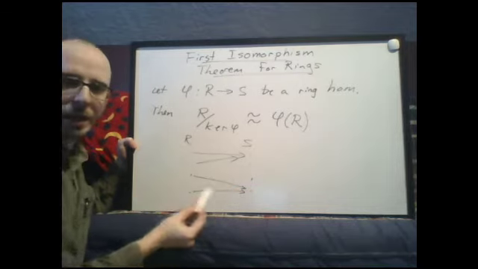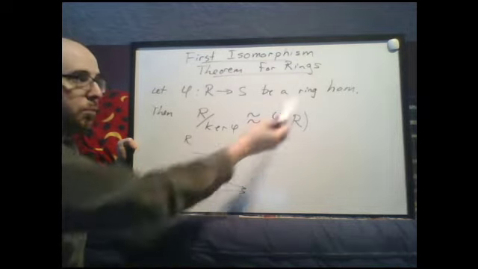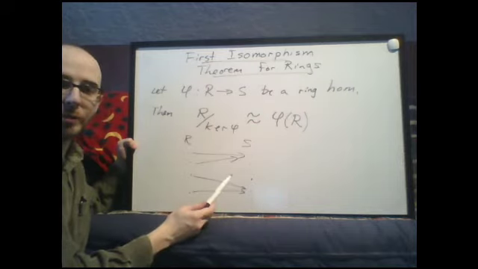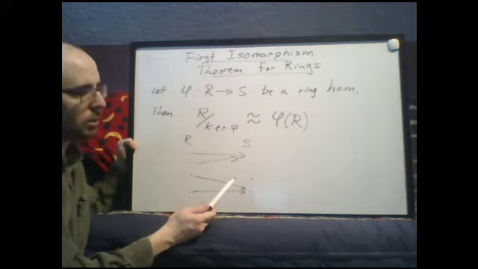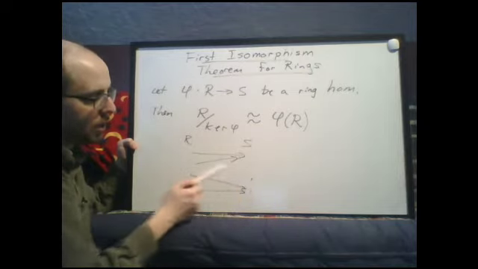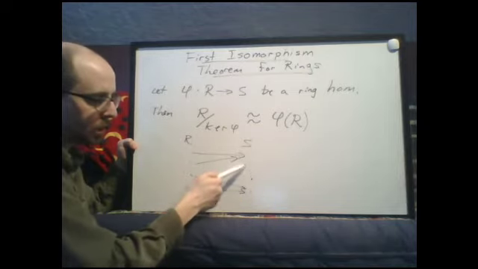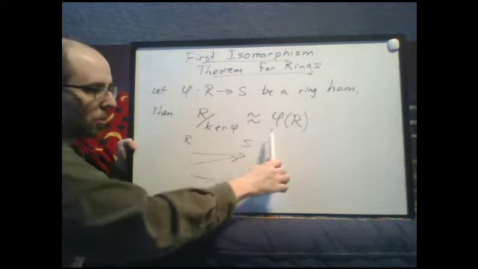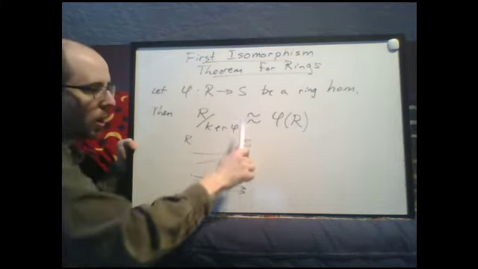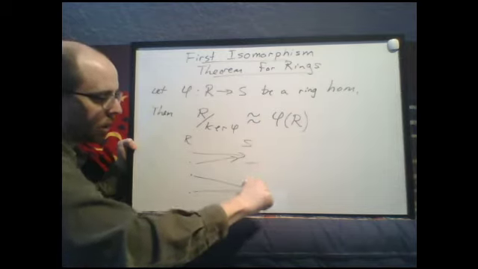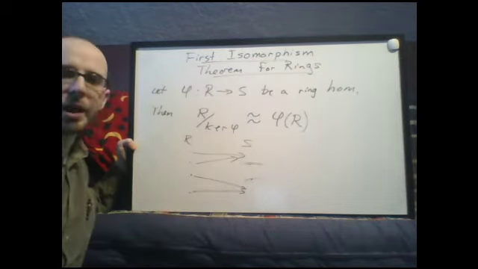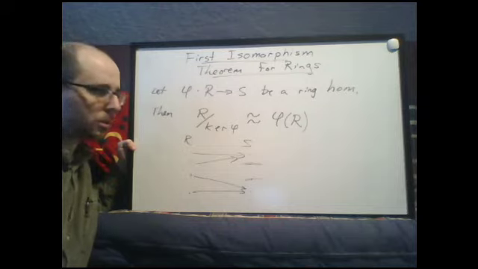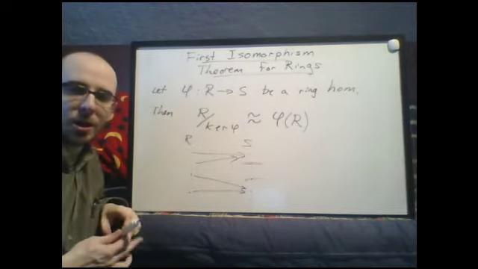Function from R to S, we're assuming it's a ring homomorphism, so it preserves operations. We want to make it an isomorphism, so we have to do two things. One, this is not onto because I'm missing some of the elements in S. I'm not hitting all the elements of S. So by restricting to phi of R, I'm forgetting all of the outputs that don't actually get used, all of the elements of S that don't actually get used as outputs. So that forces it to be onto.